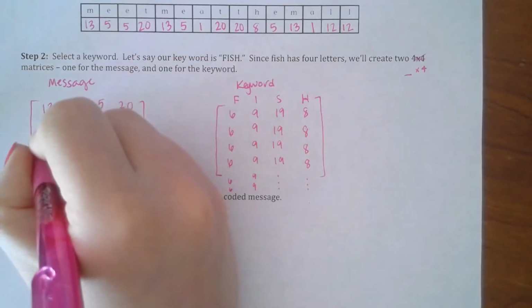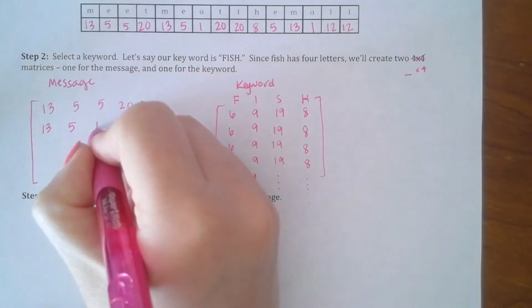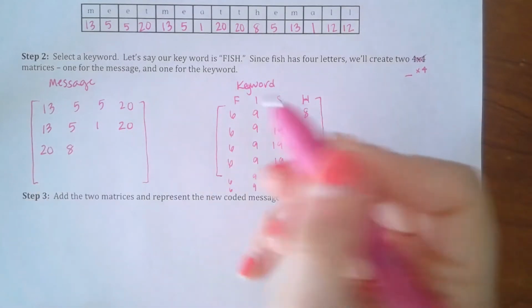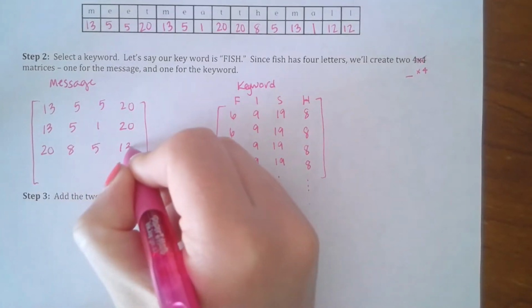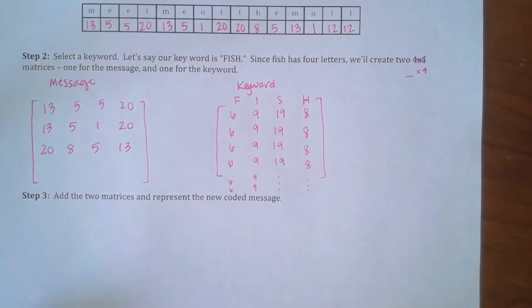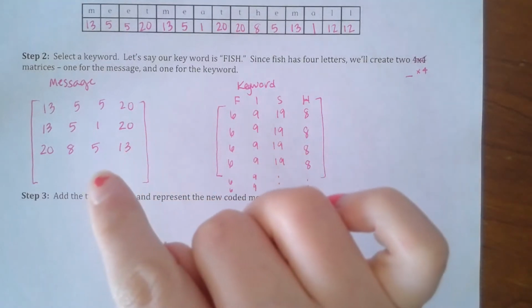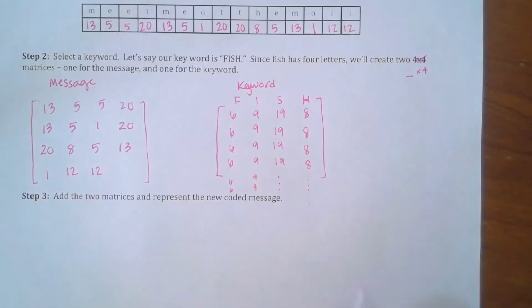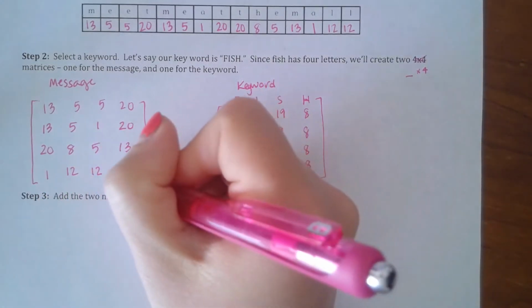Next row is 13, 5, 1, 20, 20, 8, 5, 13, and then, is that right? Did I miss one? Yeah, 1, 12, 12. And it is weird that we have like this blank here.